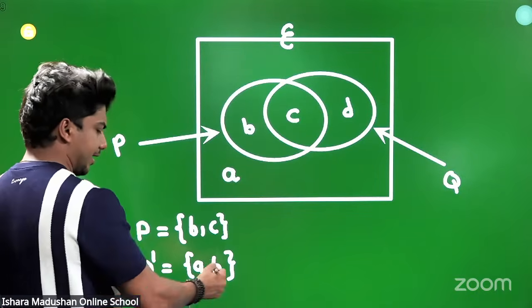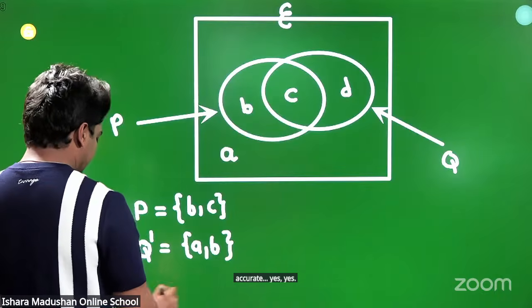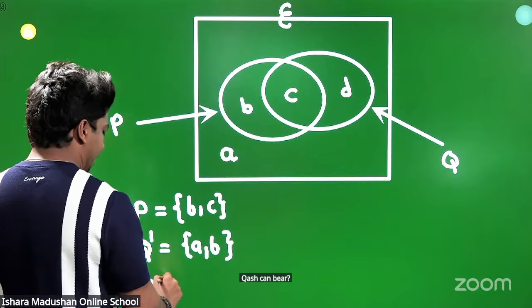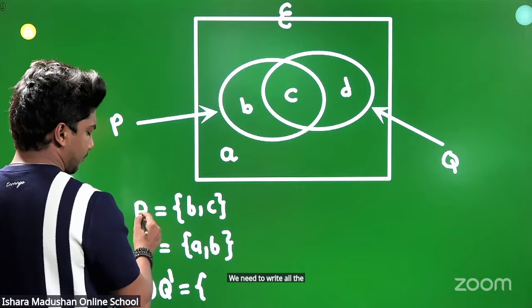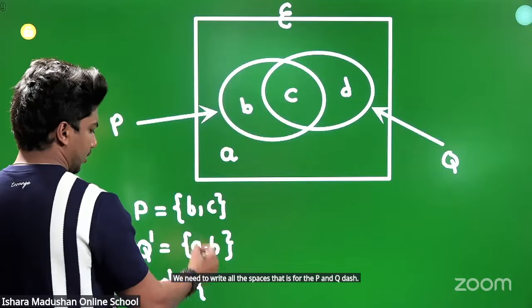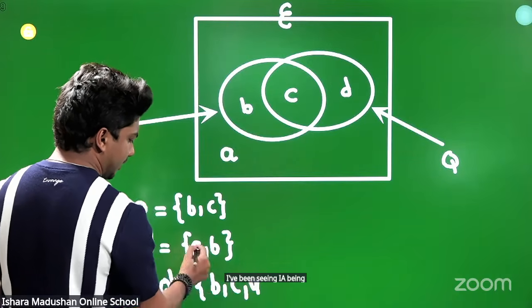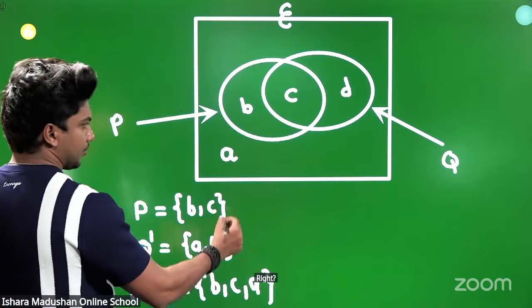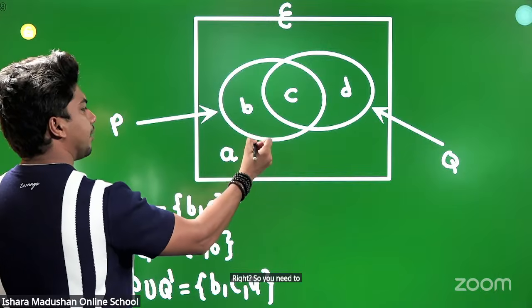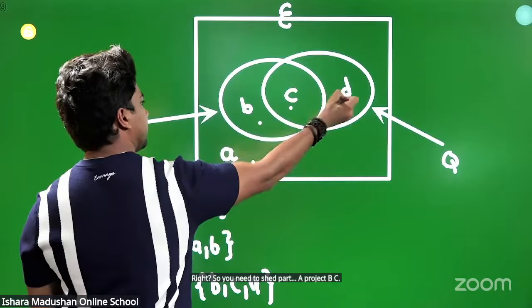Do you understand that Q dash is A and B? Yes, sir. Now they are asking P union Q dash. We need to write all the spaces that are for P and Q dash. B, C, then A, B, A. I don't write B again, right? Because B has been written already, right? Yes, sir. So you need to shade parts A, B, C. Right?